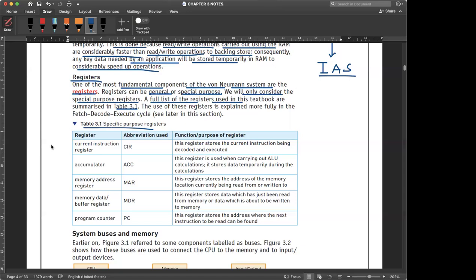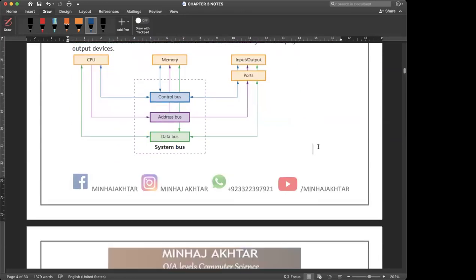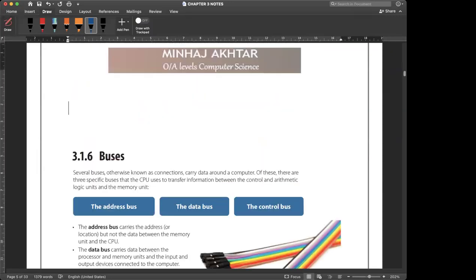So how many registers do we have? We have 5 registers. Number 1 is CIR, the current instruction register. This register stores the current instruction being decoded and executed. Let's suppose I'm going to write, here we go, computer science is exciting. This is my instruction. Now, this instruction I have just entered, and this instruction is stored where? In CIR.